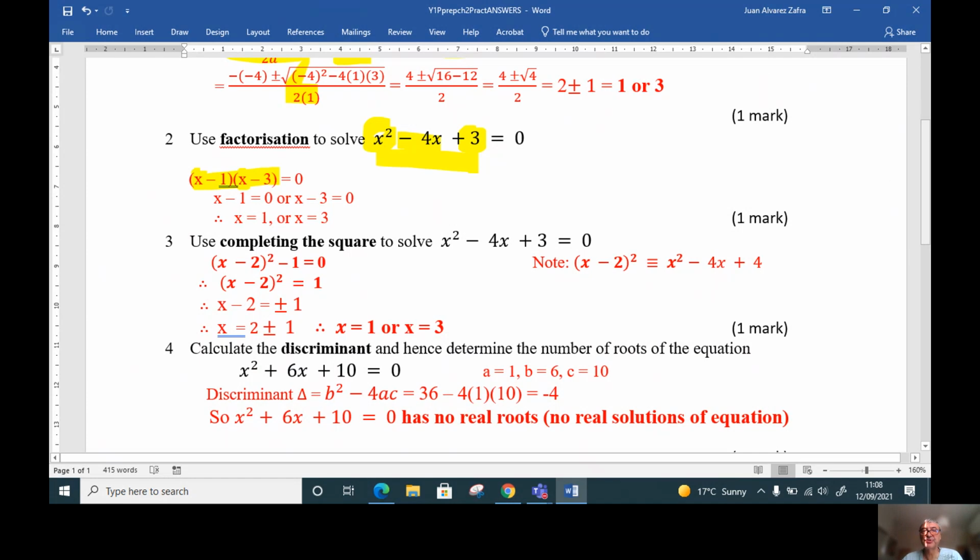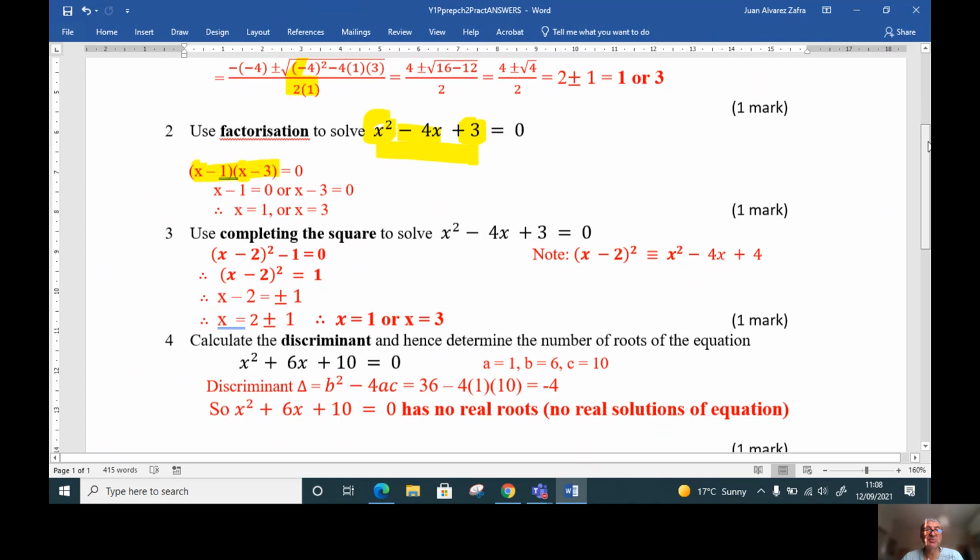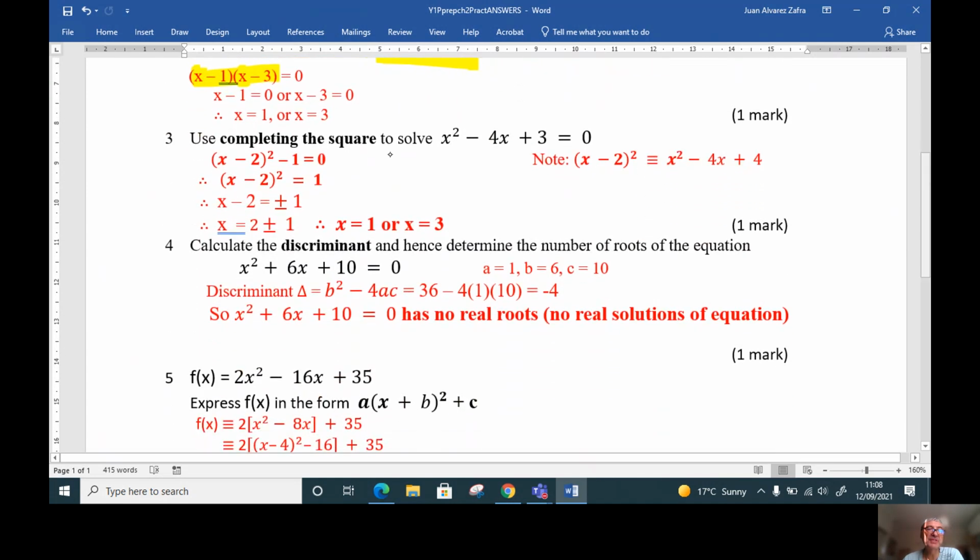So again, we get the solutions that x equals 1 and x equals 3, as we saw before. Now completing the square, we have that x squared minus 4x can be written as x minus 2 squared. But x minus 2 squared produces the x squared minus 4x, but it also produces a plus 4. So that means that we replace x squared minus 4x by x minus 2 squared minus 4. And so the minus 4 plus 3 gives us a minus 1 here.